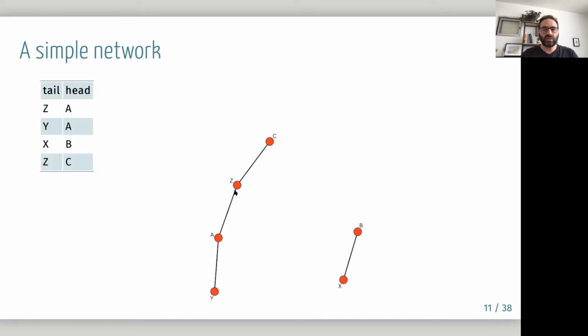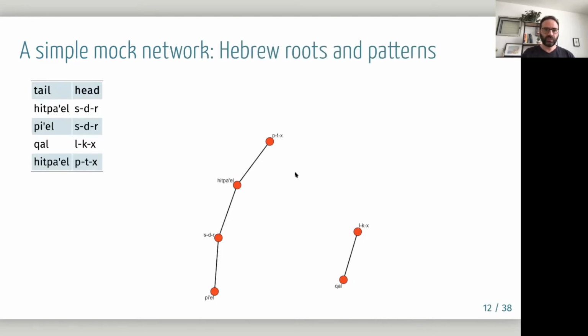So basically a network is two columns of nodes with links between them. So we can see here a very simple network with 6 nodes, A, B, C, and X, Y, Z, with several links between them. If we think about this simple network in morphological terms, in Hebrew morphological terms, as we saw earlier in the root stock, we can think of it as linking roots and patterns.